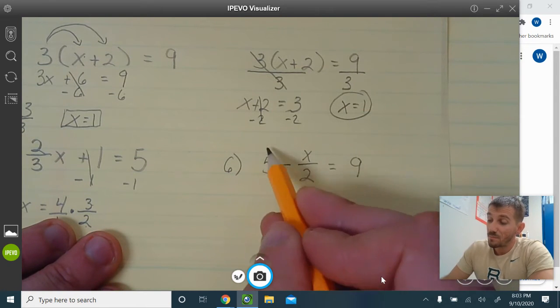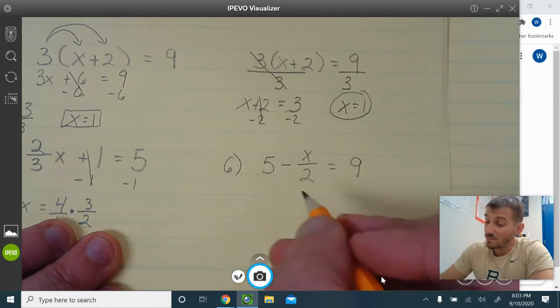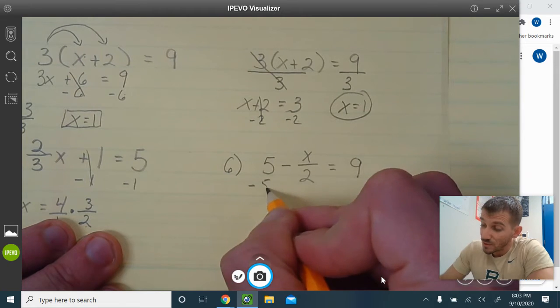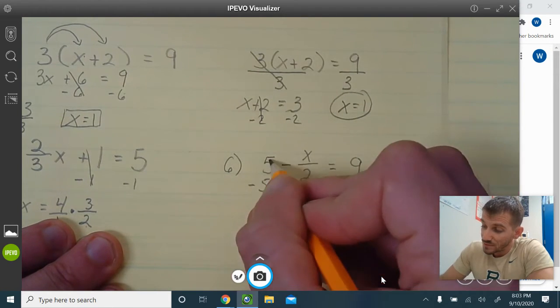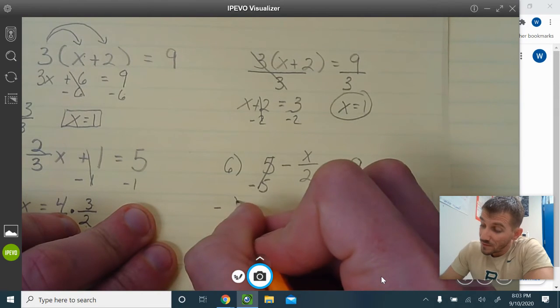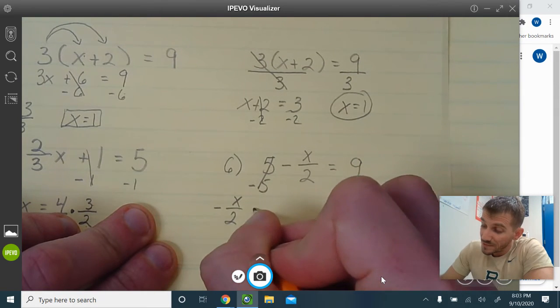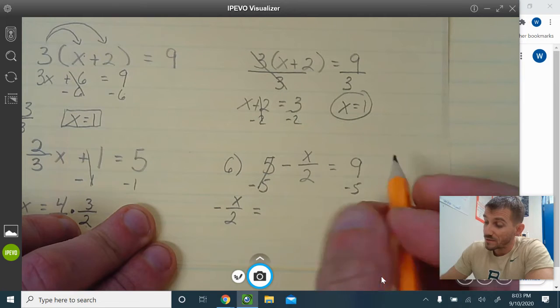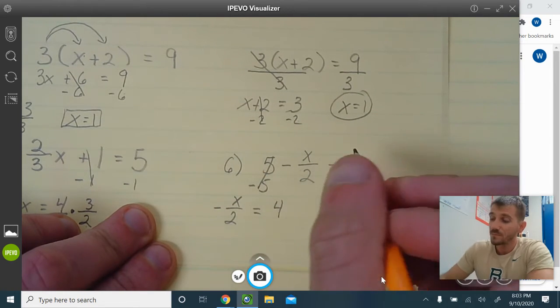This is a positive 5. We can start by getting rid of that by subtracting 5 from both sides. We're now left with a negative x/2 equals 9 minus 5, which is in fact 4.